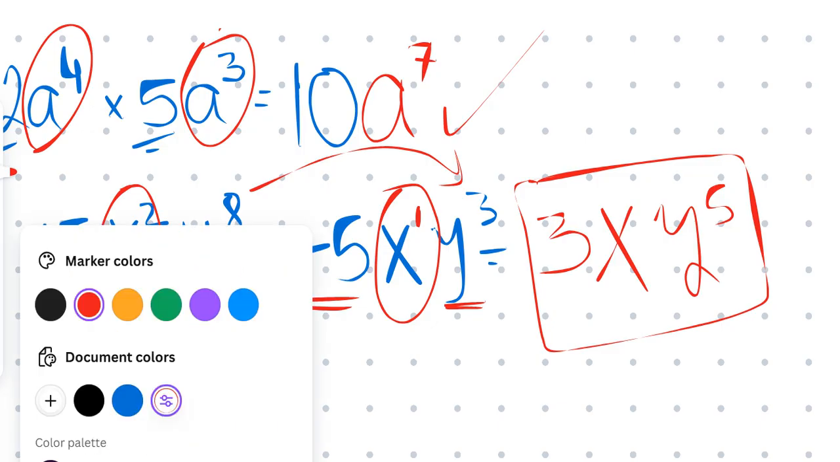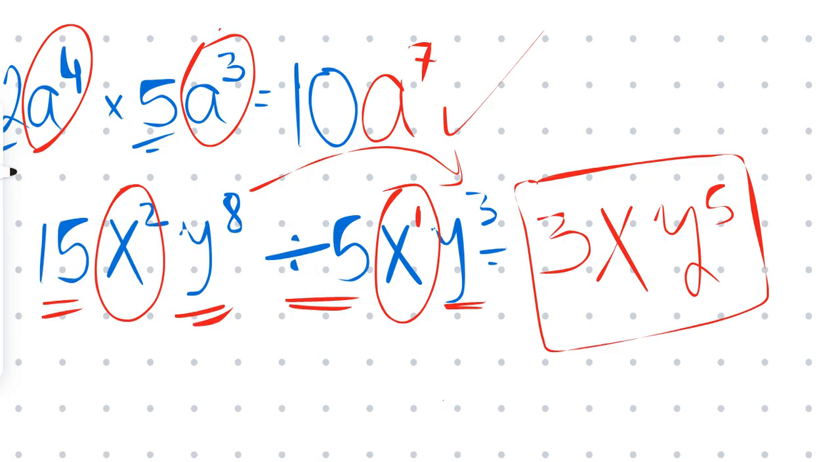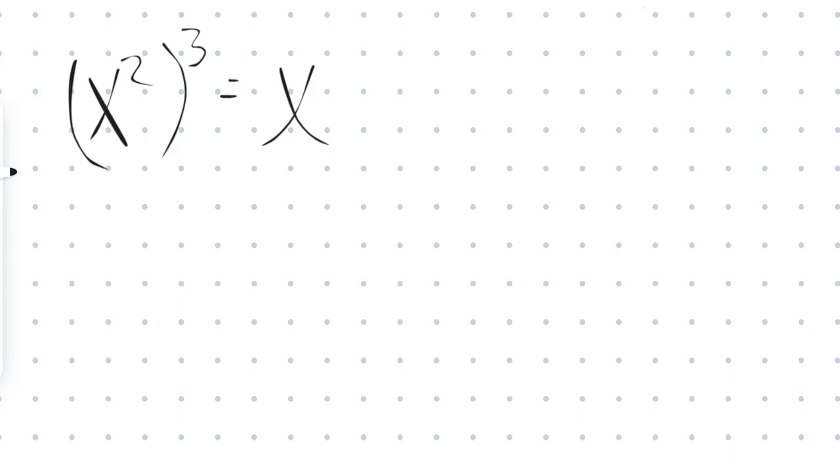Alright, we hope that this is clear. Let's try something else now. If we have, for example, x to the power of 2 and then to the power of 3, we all know that this is equal to x to the power of, and then we multiply 2 by 3, which is x to the power of 6. We all find it pretty easy.